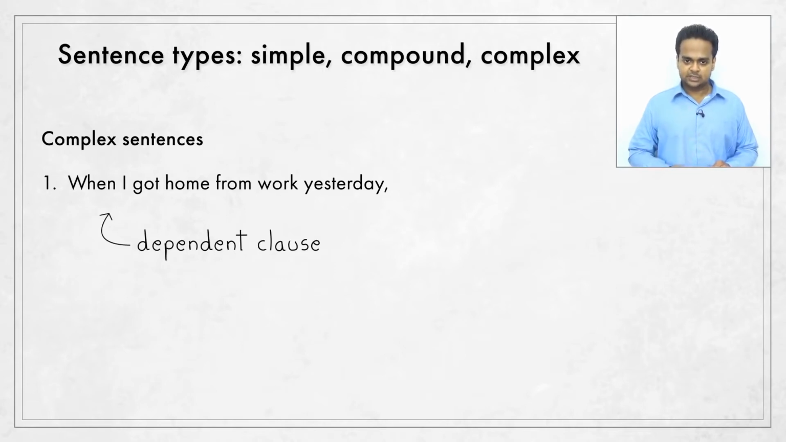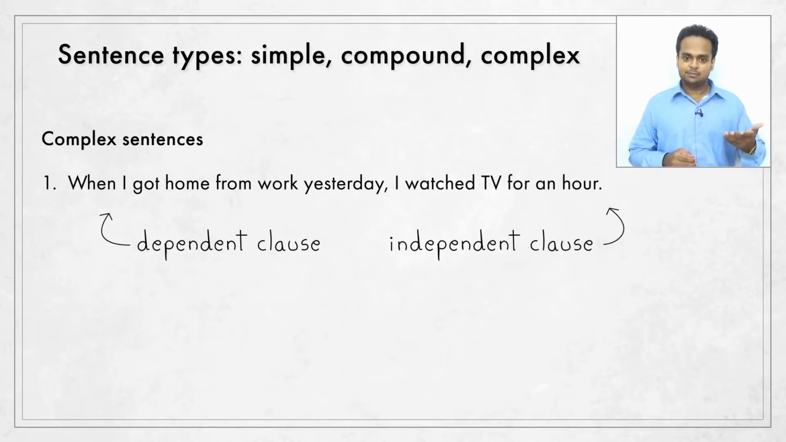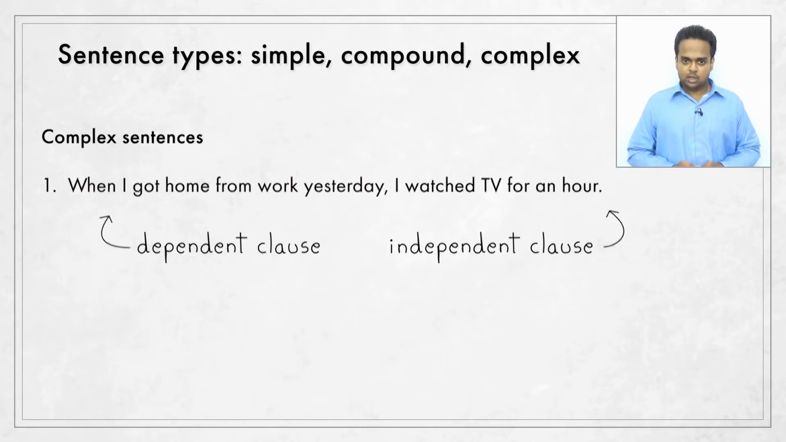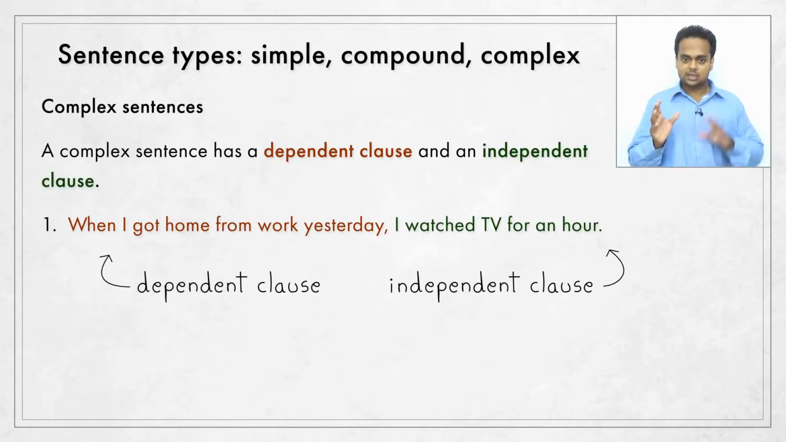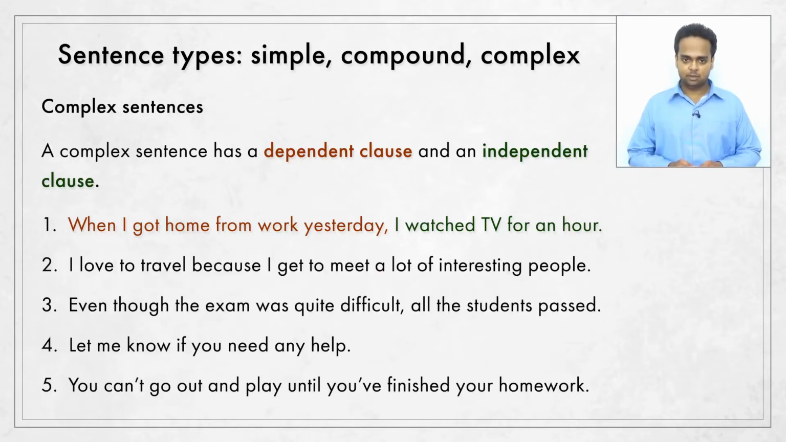To make it a complete sentence, you have to add an independent clause. For example, when I got home from work yesterday, I watched TV for an hour. So you see that there is a dependent clause and an independent clause. And now it's a complete sentence. And this type of sentence is called a complex sentence. Here are some more examples. But before I talk about them, in each one, I want you to identify the dependent clause and the independent clause. Stop the video and try the exercise, then play the video again and continue.